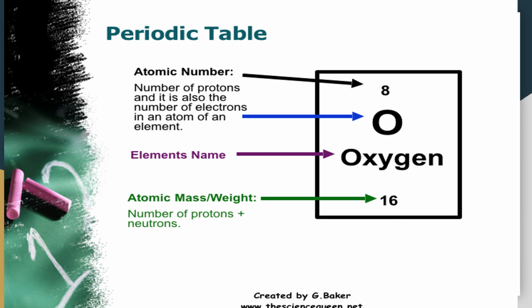Going back a little bit to the periodic table and how to read it. I know we talked a little bit about it in the last lecture, but this is just going over it again as we're looking at oxygen here. Our atomic number is on the top, above the symbol. So we have 8. That is the number of protons, and it's also the number of electrons in an atom of an element. O is the symbol, oxygen is the name, and then the atomic mass or weight is 16, which is the number of protons plus neutrons.